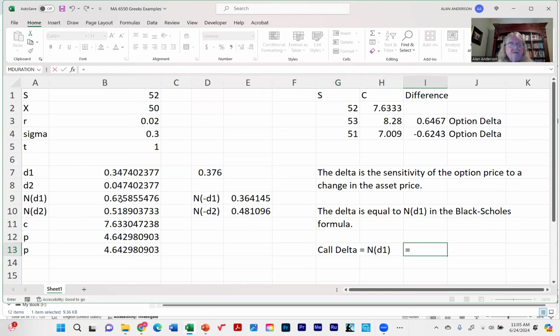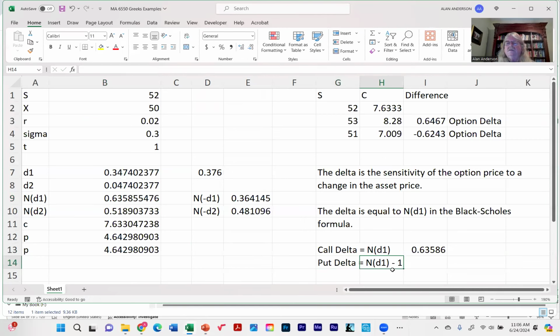And that means this number. The put delta is N(d1) minus 1, which means that the corresponding put delta is this. Okay, I'm going to round this to 4 places. And there we are. So that means that the price of the stock goes up by $1.